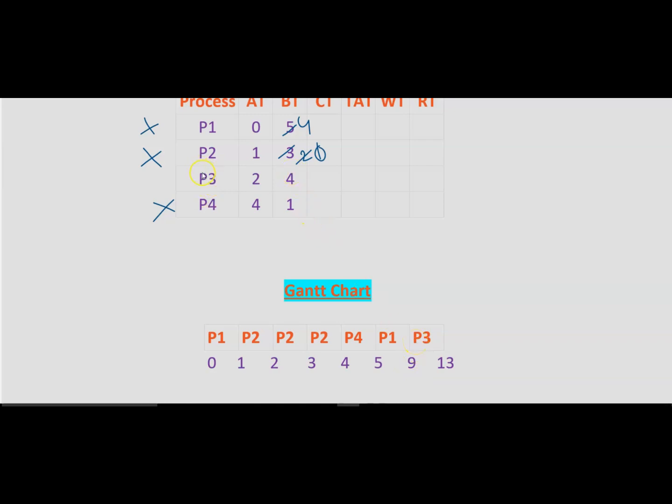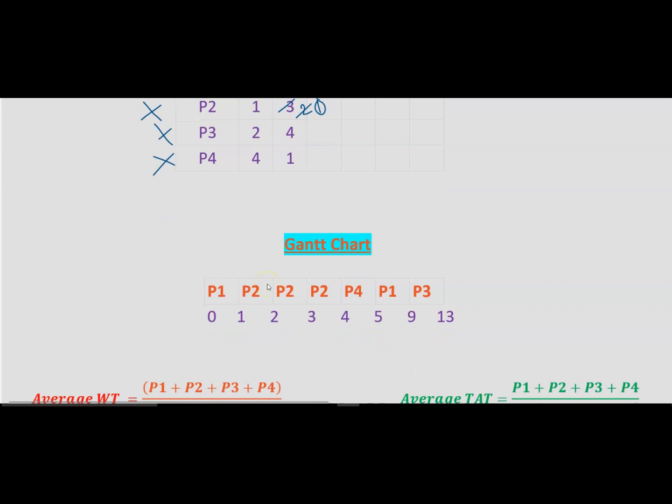So the last one I have is the P3 process. Obviously it is the remaining process, so it will be executed completely. What is the burst time? That is 4. So 9 plus 4 is equal to 13. So we are done with all the processes now.